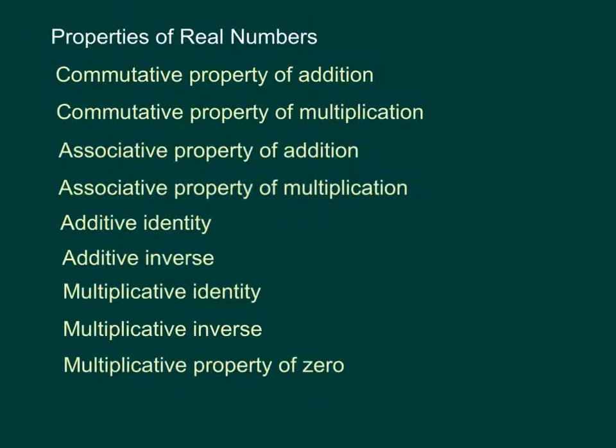This is a video about the properties of real numbers. So, commutative property of addition and multiplication, associative property of addition and multiplication, additive identity, additive inverse, multiplicative identity, multiplicative inverse, and multiplicative property of zero. We use a lot of these when we are evaluating or solving equations.